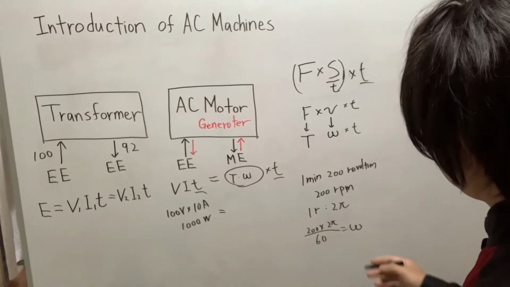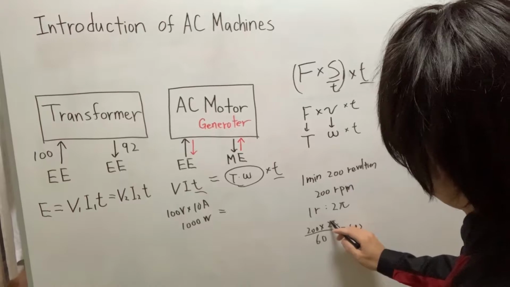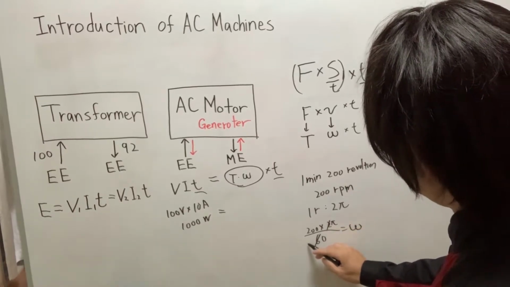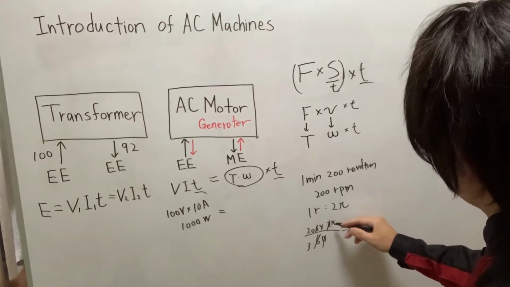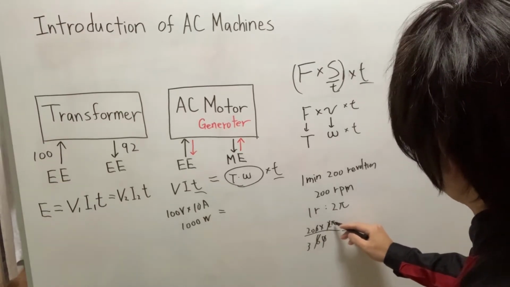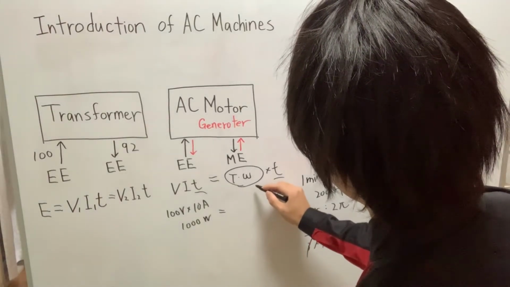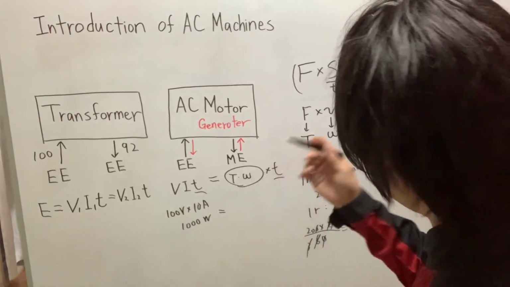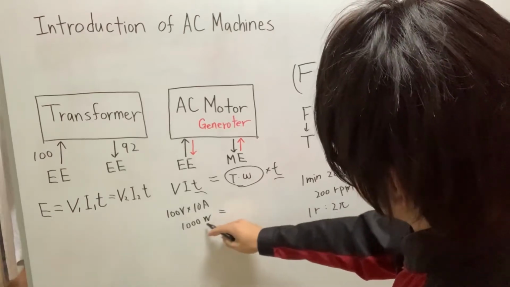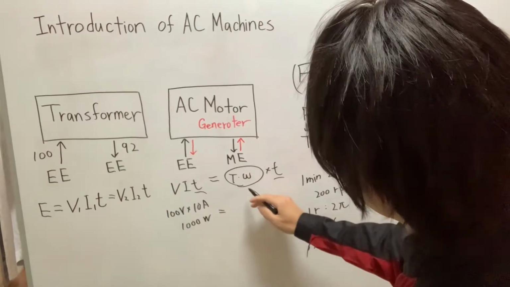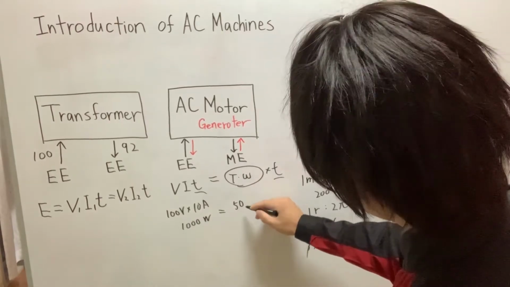So let's roughly calculate it. Let's say cancel the zero and just assume 3.15 is just 3, so it's cancelled. So omega is 20, right? Okay, omega is 20. So how about torque? Torque is nothing but 1000 divided by 20. So torque is 50 Newton meter.